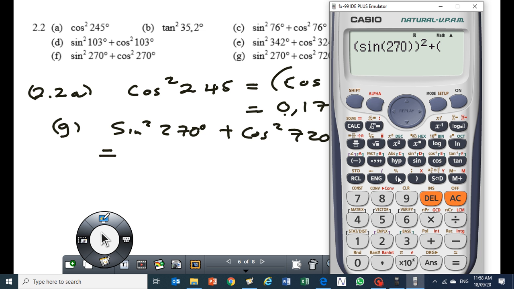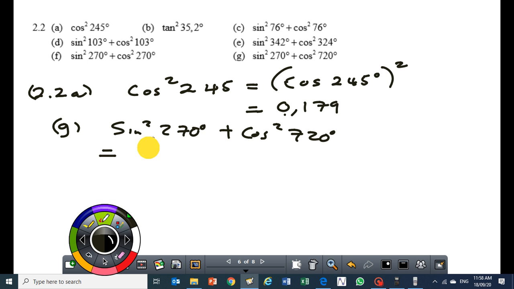Can't we find sine first and then cos? You can do that separately, but it means you are going to punch many times, whereas you can do it at once. If you have a calculator like this, you can just punch everything at once. So open bracket cos 720, close the bracket, close again, then you square, and it will give you 2. So your answer is 2.